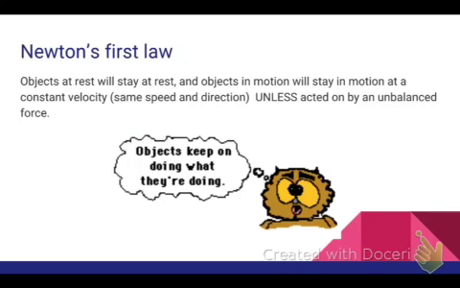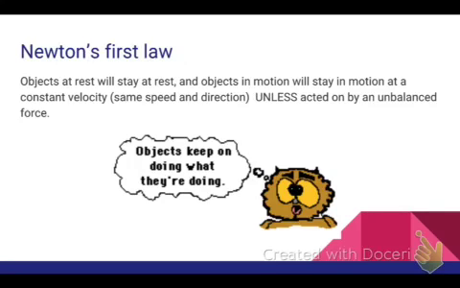So now that we know all about balanced and unbalanced forces, we're going to get into Newton's laws of motion, which you may or may not be familiar with. But the first one is objects at rest will stay at rest. Objects in motion will stay in motion at a constant velocity, meaning same speed and direction. We learned about that already. Unless they are acted on by an unbalanced force.